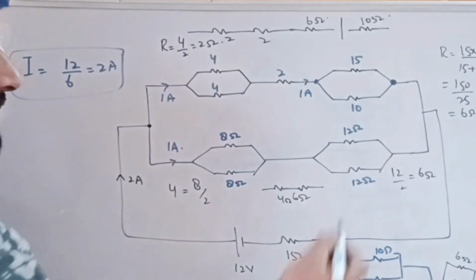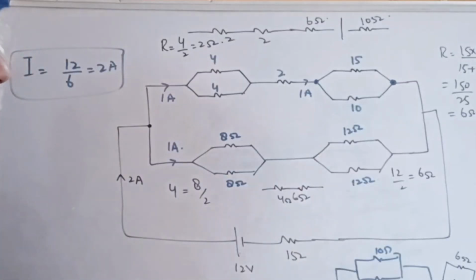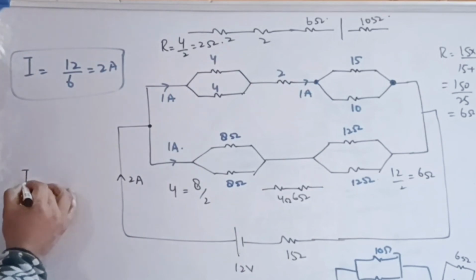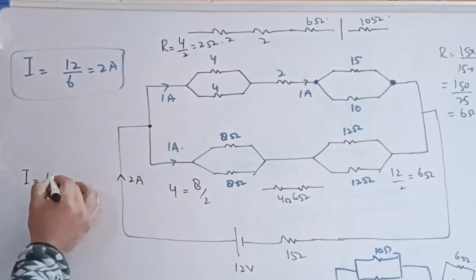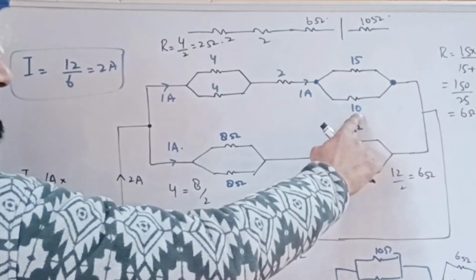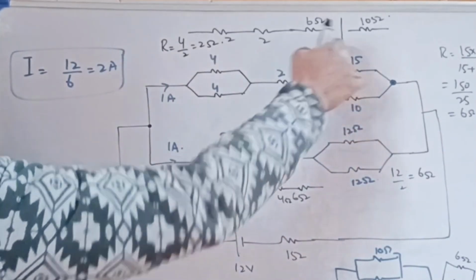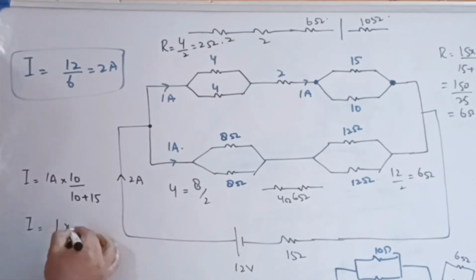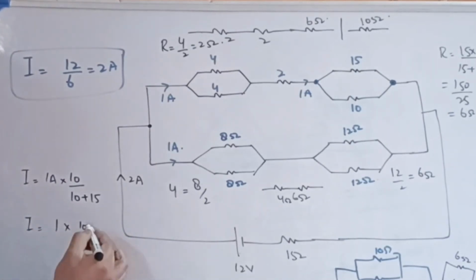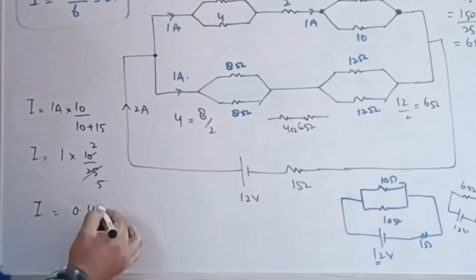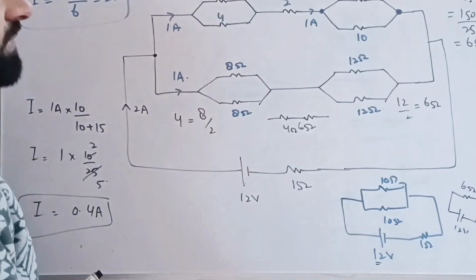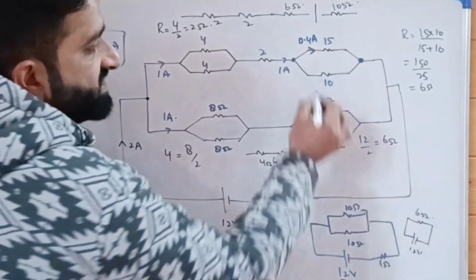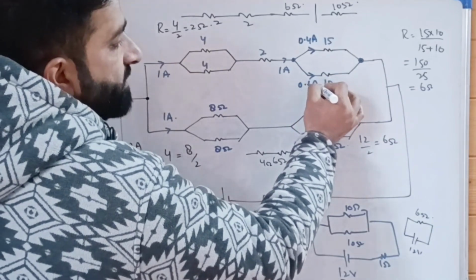By the current divider rule, the current flowing through this resistance is equal to the total current, that is 1 ampere, into the opposite resistance, that is 10, divided by the sum of resistances, that is 10 plus 15. So I is 1 into 10 divided by 25, that is equal to 0.4 ampere. So out of 1 ampere, 0.4 ampere flows through this 15 ohm resistance, and the remaining 0.6 ampere flows through the 10 ohm resistance.